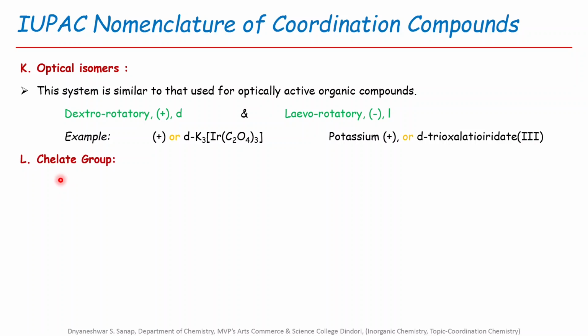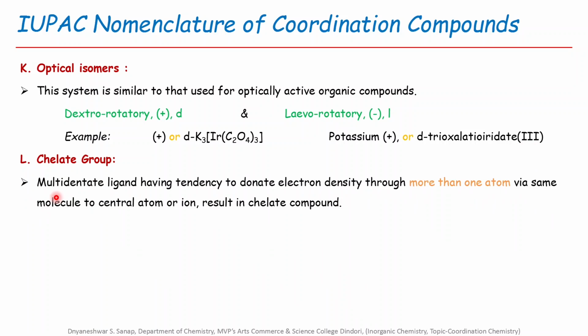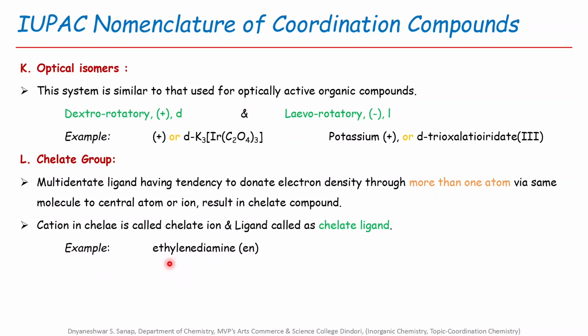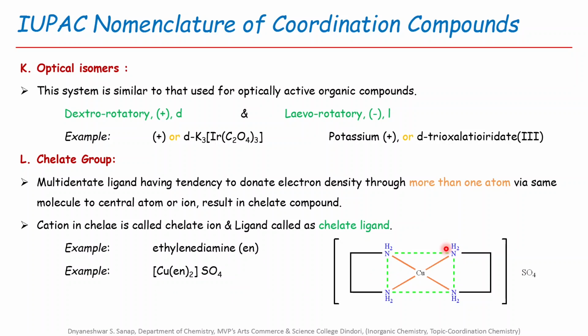The next important point is chelate group. Basically, multidentate ligands have the tendency to donate electron density through more than one atom of the same molecule to the central atom or ion, resulting in chelate compound formation. The cation in the chelate is called the chelate ion and the ligand is called the chelating ligand. Let us see the example. Ethylene diamine. The example of a complex, the structure is like this.